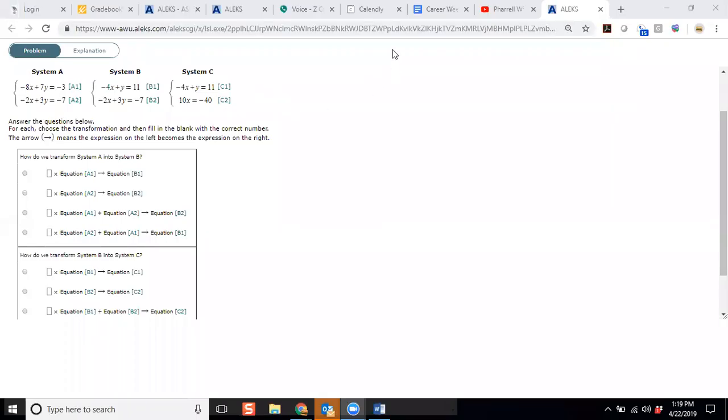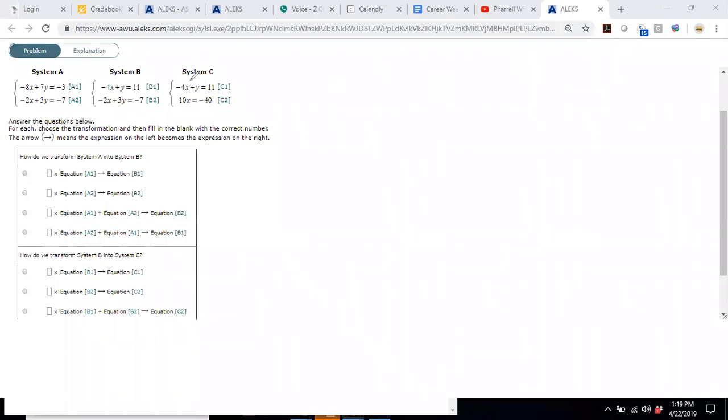All right, so with this, we said this is not an option because going from B1 to C1, nothing changed. Going from B2 to C2, there's not one thing I can multiply by that would take me from negative 2x to 10x and 3y to being disappeared. And negative 7 doesn't even go into 40. So that is not an option, which means I had to do something to one of these equations and then add it to the other.